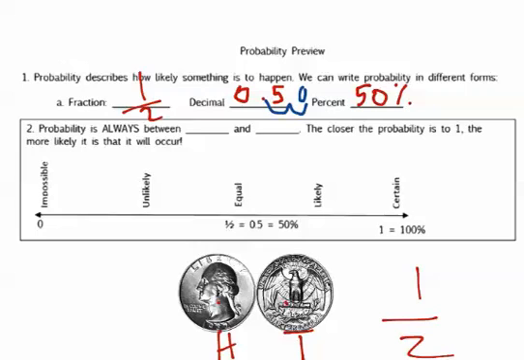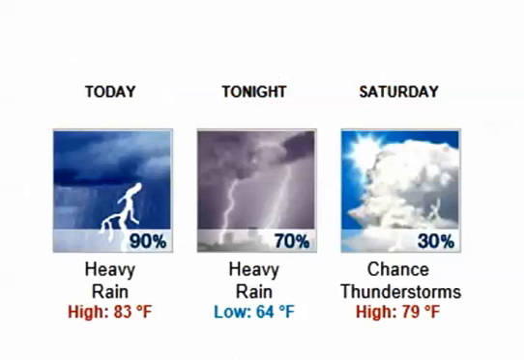So probability is always between 0 and 1. The closer the probability is to 1, the more likely it is that it will occur. Okay, so we have this nice little scale. 0 is impossible, 50-50 shot, like the heads and tails, and 100% is certain it's always going to happen. Okay, another way we can think of that is with the weather. If there was a 90% chance of thunderstorms, or rain, you would want to bring your umbrella. But if there's only a 30% chance that's closer to 0, then it's not as likely that it'll happen, or it has a lower probability of happening.